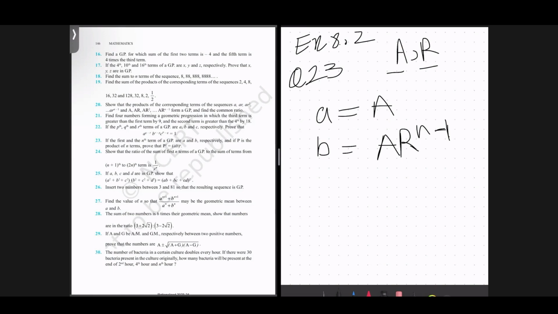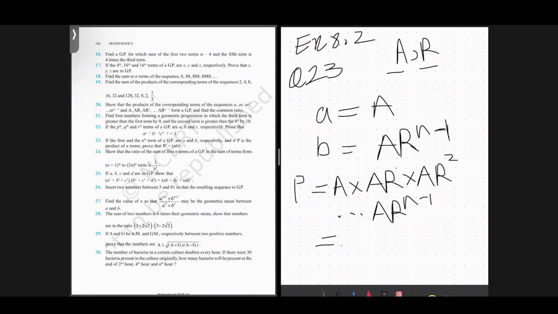Now, if p is the product of n terms, what is that going to be? The product of n terms is going to be a into ar into ar squared and up until ar raised to the power n minus 1, right? When you add all these powers up, you get a raised to the power n because it has been added up n times, and you get r raised to 1 plus 2 plus 3 up until n minus 1.